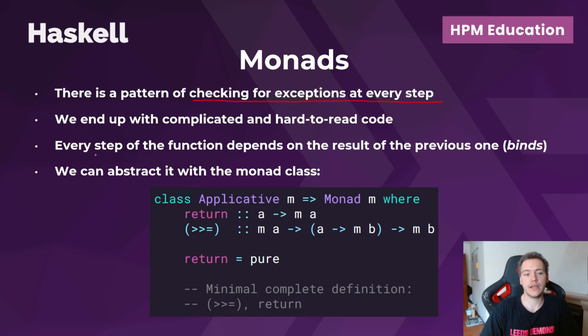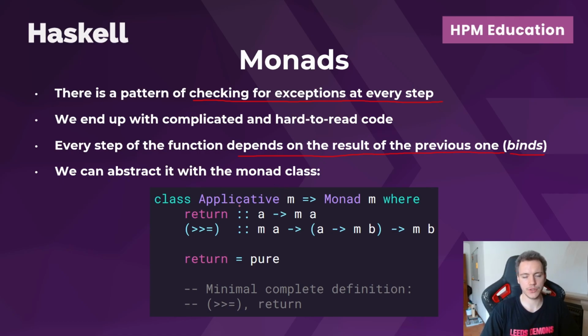So since every step of the function depends on the result of the previous one, we can say that it binds to the result of the previous one. This is exactly what we can abstract out with the monad class.